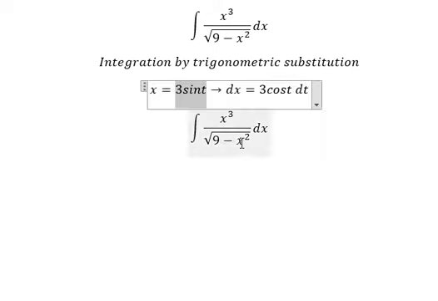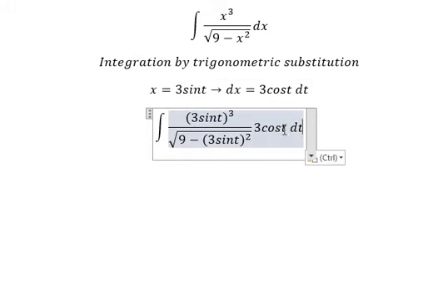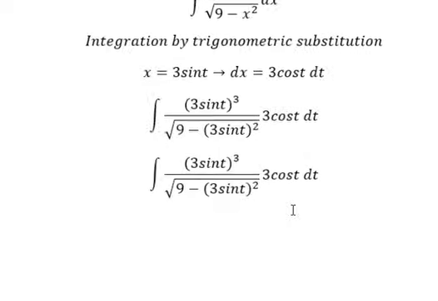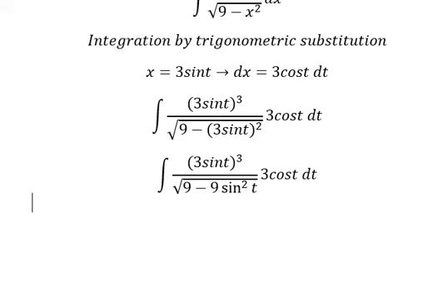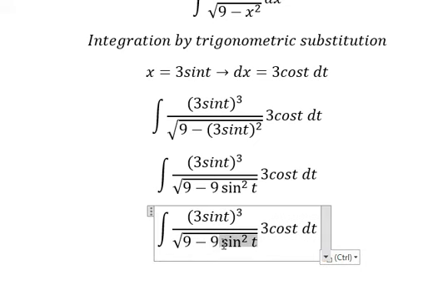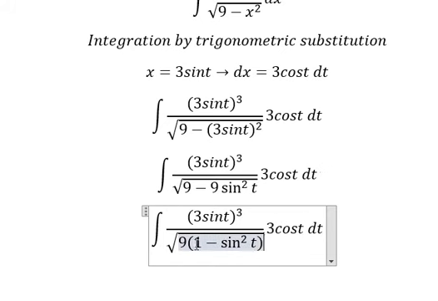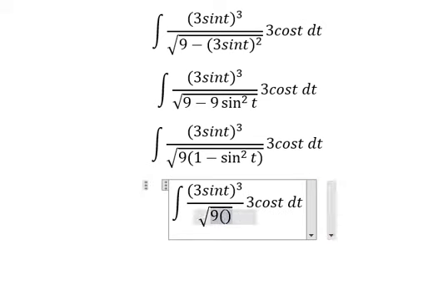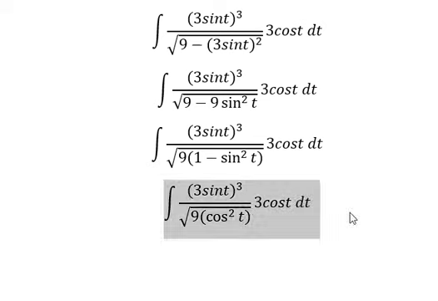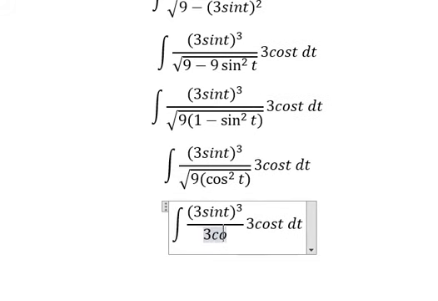So we put this one in here and here. dx we change by this one. This one we have 9 sine t square. Number 9, we can do factorization. So this one we have cosine t square. The square root of 9 cosine t square, we will have 3 cosine t.